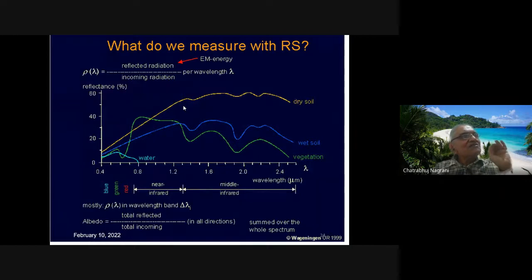Now the question is, how do I differentiate whether it is, say, wet soil, dry soil, or vegetation? If I plot wavelength or color versus reflectance, every target on the earth will have a certain signature. This is called a signature: how its reflectance varies with wavelength. That is called the spectral signature of that particular target.